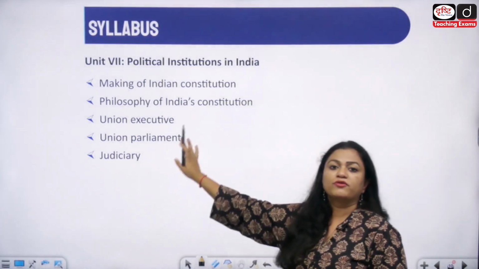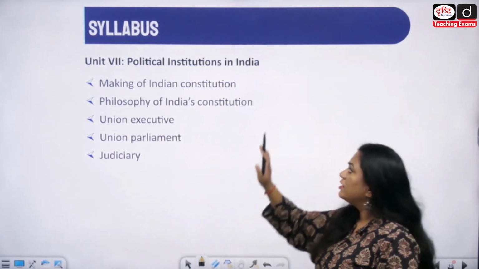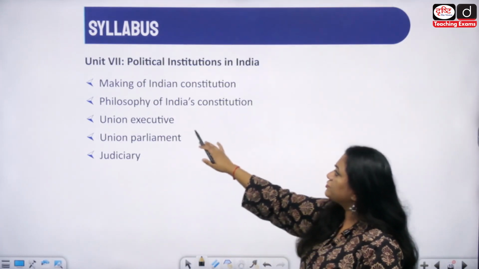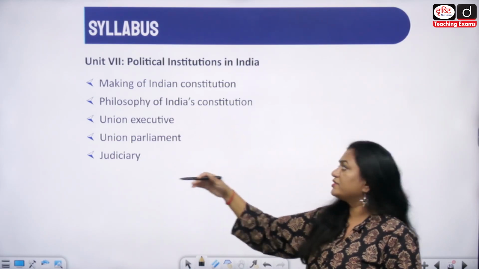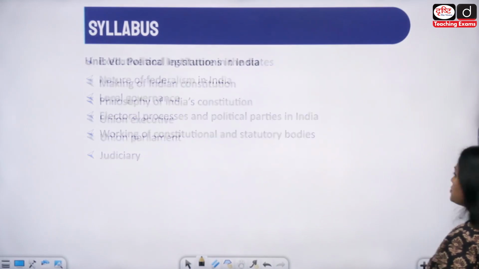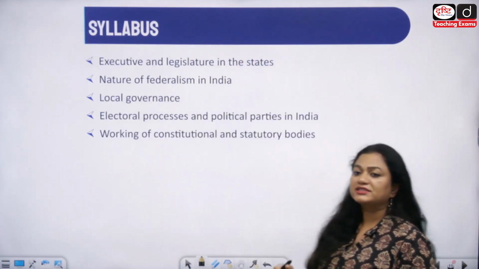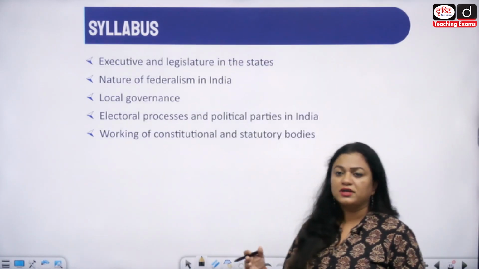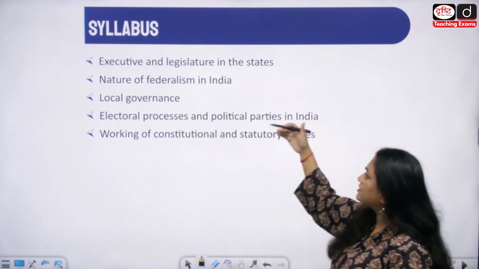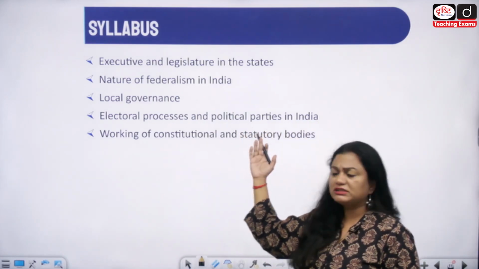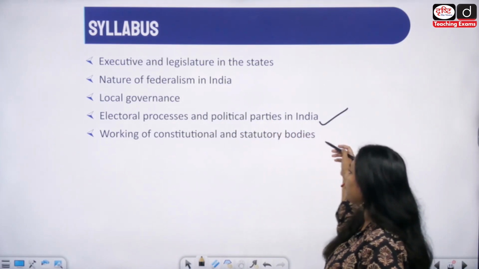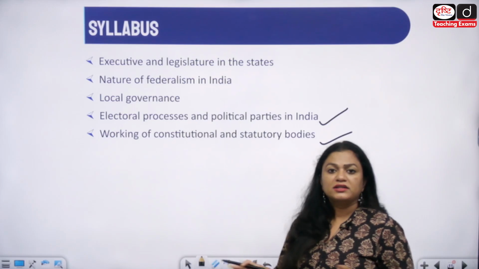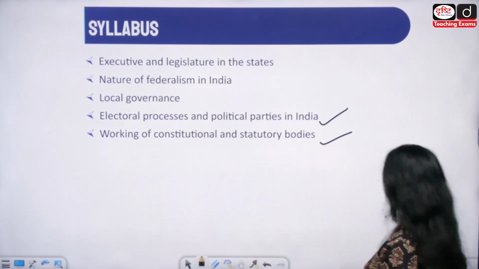Then unit number 7, we have political institutions in India. Here you have to focus more on the constitution, like the making of India's constitution, the philosophy of the Indian constitution, the union executive, then the union parliament, judiciary, then executive and legislature in the states. Then you have the nature of federalism in India, local governance, panchayati raj, electoral processes, political parties in India, working of constitutional and statutory bodies. These areas we have to cover.